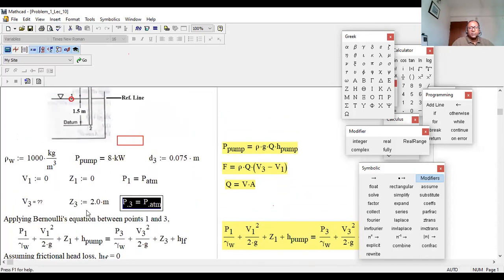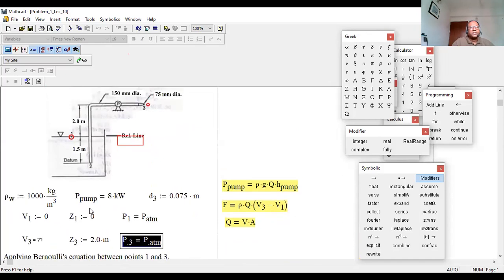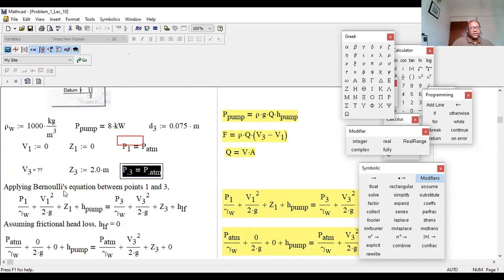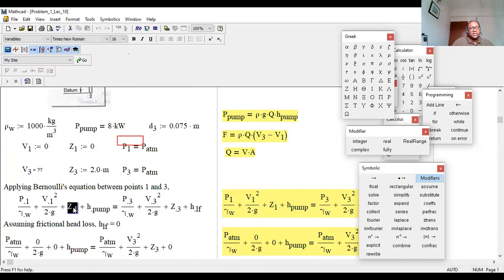What is happening? Fluid coming in at point 1 has some energy: P1 by gamma, V1 square by 2g, plus Z1. Then on the way, it absorbs energy from the pump, heading toward point 3. On the way it receives some energy from the pump. Then there is some loss on the way. Then with this much energy, it goes out from point 3.